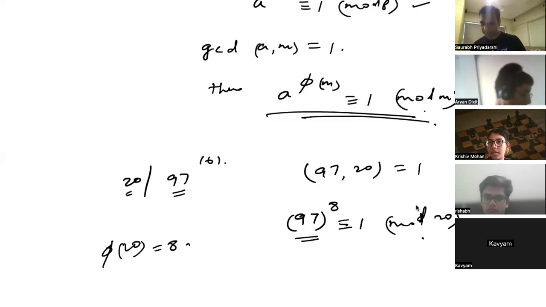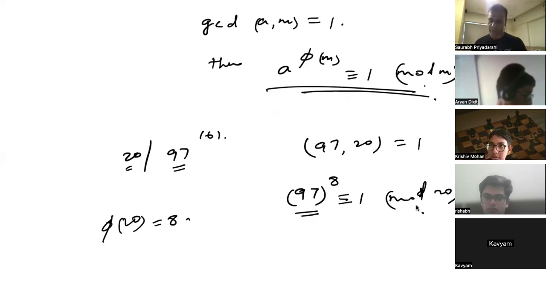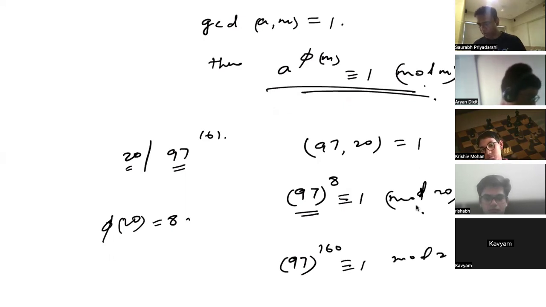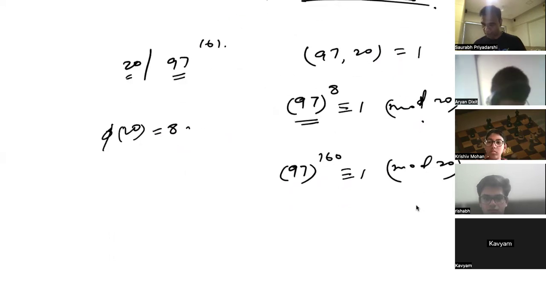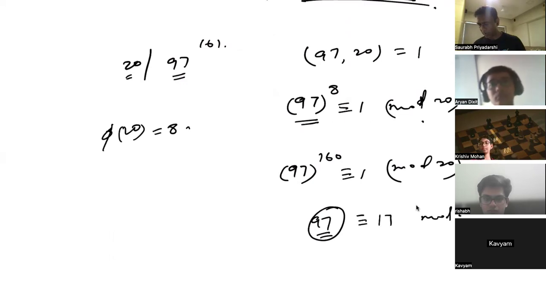So 97 to the power 160 is also congruent to 1 mod 20. That's it. So I am giving 97 to the power 160 congruent to 1 mod 20, or only 97 is there. So 97 I have to divide by 20. So what number you are getting is 17 mod 20.